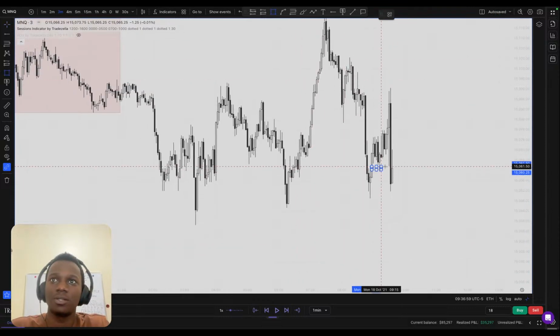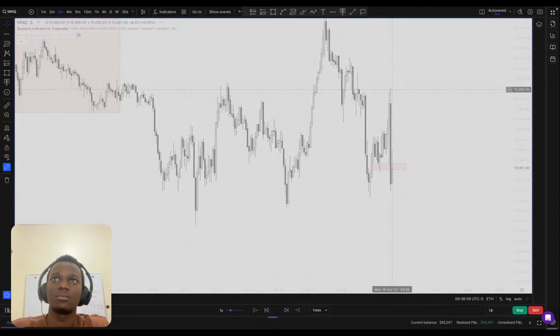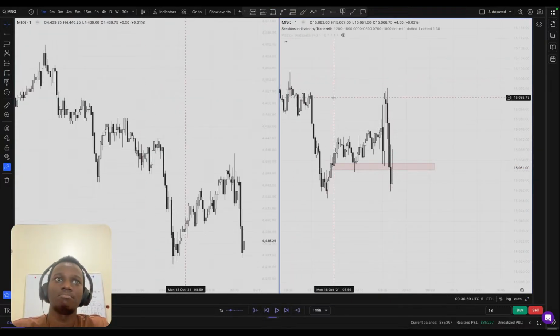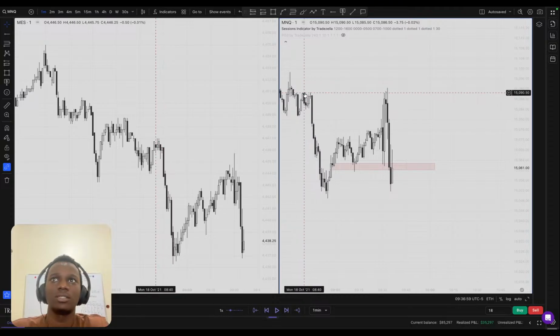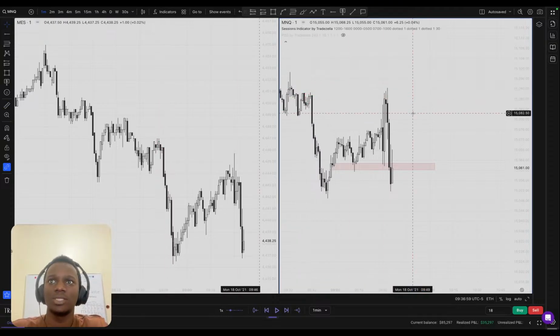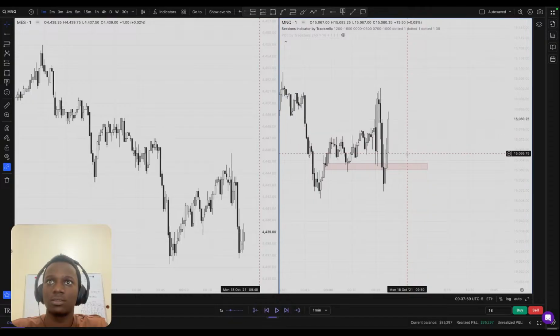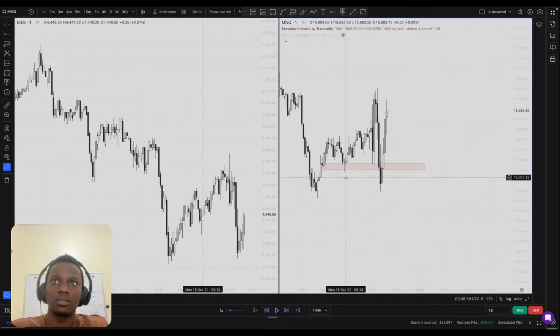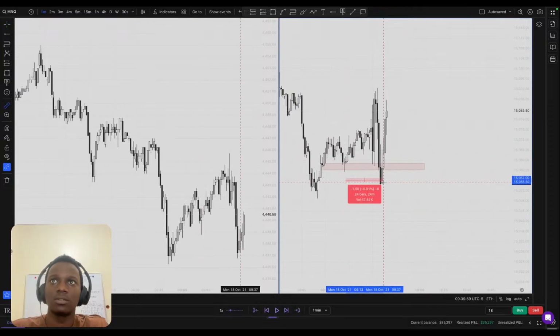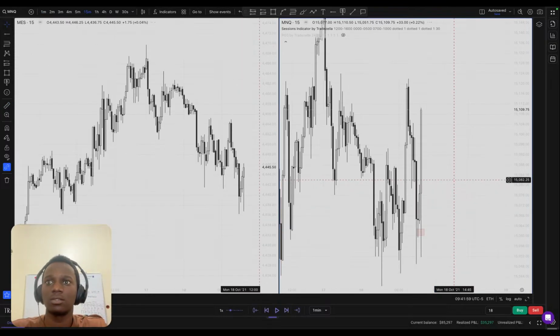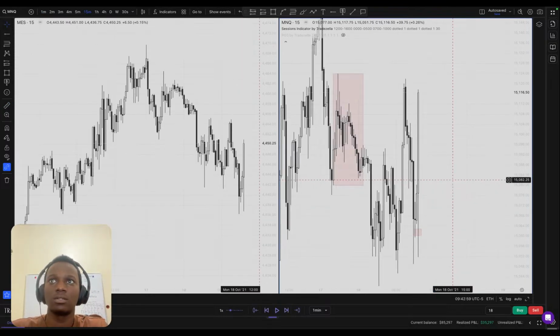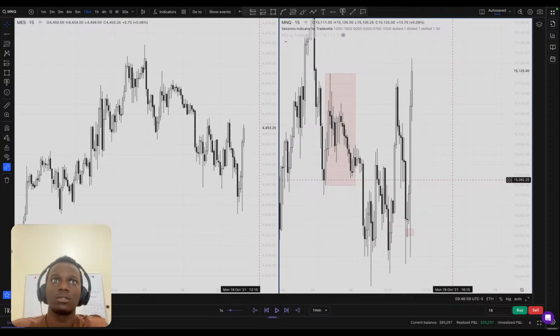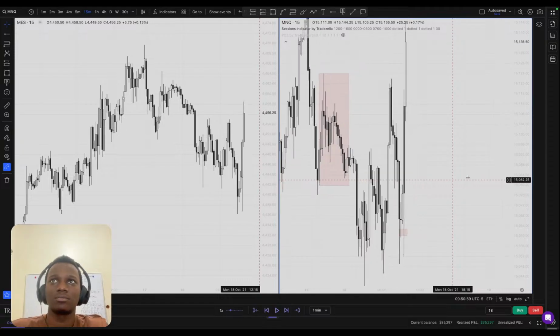Okay, here's a 3-minute inversion. Did price run any highs here? Nope, it did not. It just ran here. So is he heading for Asia highs? Let's see.